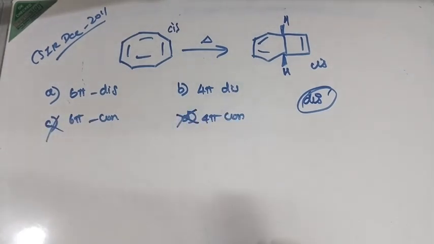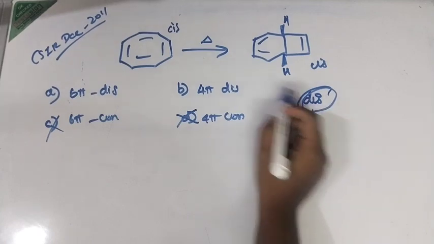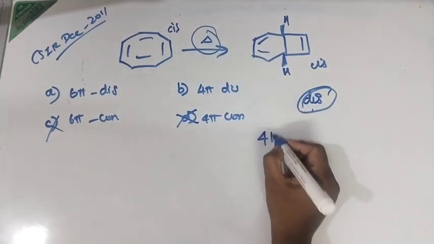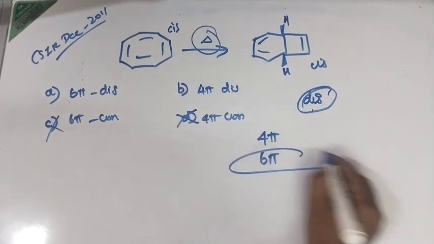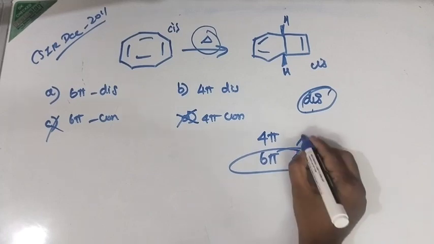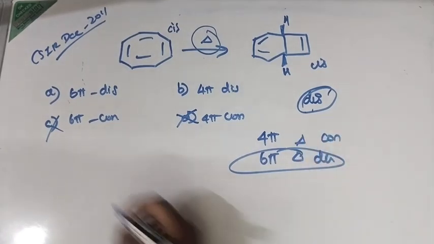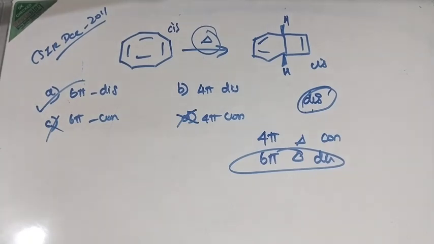Okay, next. If it is undergoing disrotation in presence of thermal condition, 4 pi or 6 pi, which will undergo disrotation in presence of thermal condition? It is 6 pi. 6 pi thermal disrotation, 4 pi thermal conrotation. So option is A. 6 pi electrons under thermal condition will undergo disrotation. Okay, what you have to do, just see the reactant and the product both have same configuration. This means it is undergoing disrotation, and for disrotation in presence of thermal condition, 6 pi electrons will undergo disrotation. Okay, hence the option is A.